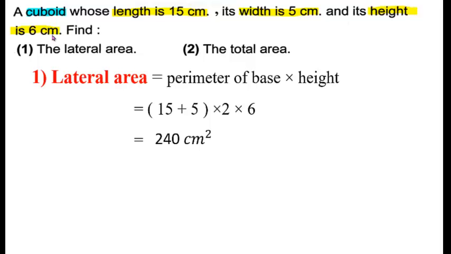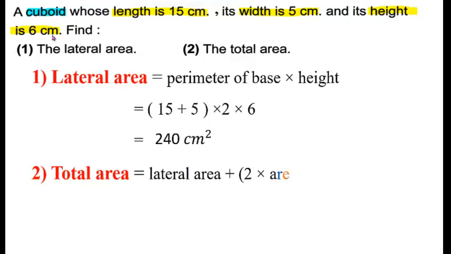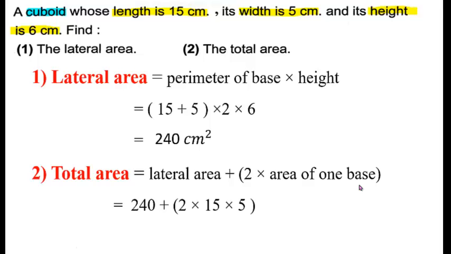What about the total area? The total area is equal to lateral area plus 2 times area of one base. I have already calculated the lateral area. What about the area of one base? Yes, exactly. Cuboid has a base in the form of a rectangle. So area of one base is length times width. So here it's 2 times length times width. So 240 plus 2 times 15 times 5. My total area is equal to 390 centimeters squared. Let's go now and see another example.